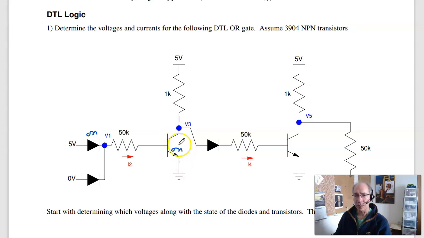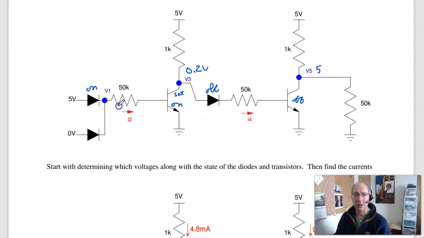That'll probably saturate this one. So this is saturated. This will be 0.2 volts. 0.2 volts isn't enough to turn on this diode, so this one turns off, which turns this off, and that's roughly 5 volts by voltage division. So the actual current is going to be 5 minus 2 diodes, 5 minus 1.4 over 50K.